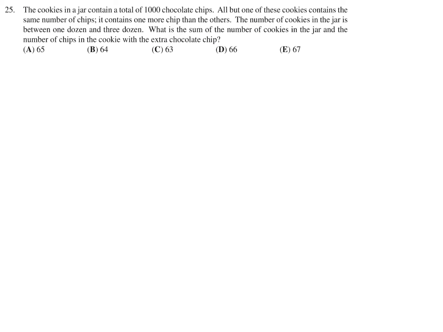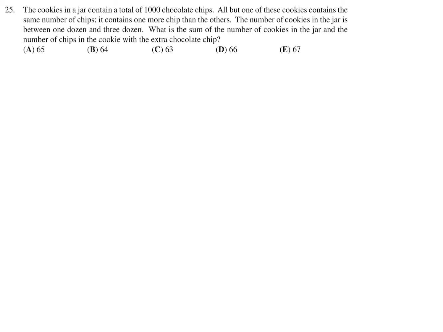The cookies in a jar contain a total of 1,000 chocolate chips. All but one of these cookies contain the same number of chips. It contains one more chip than others. The number of cookies in the jar is between 1 dozen and 3 dozen. What is the sum of the number of cookies in the jar and the number of chips in the cookie with the extra chocolate chip?